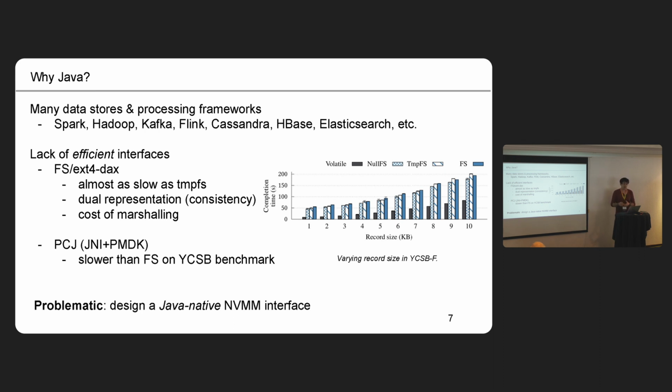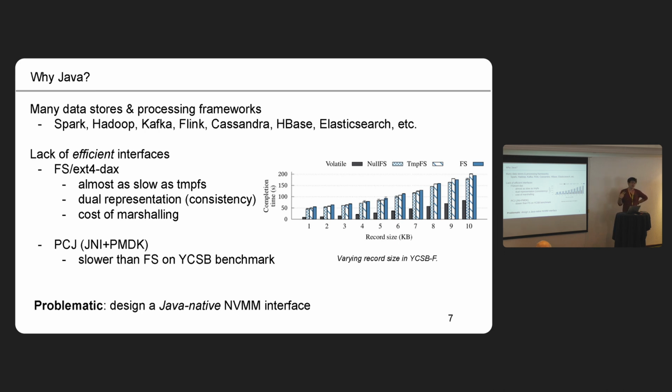What we can see is that the bigger the data is, the slower the system gets in comparison to the volatile mainline. The other thing is that there are not many differences between the null file system, the file system, and the temp file system. It comes from the cost of marshalling. Mainly what you're paying, even if you don't write to the file system, is the dual representation. You are moving the data in memory to the disk, so that's not very efficient.